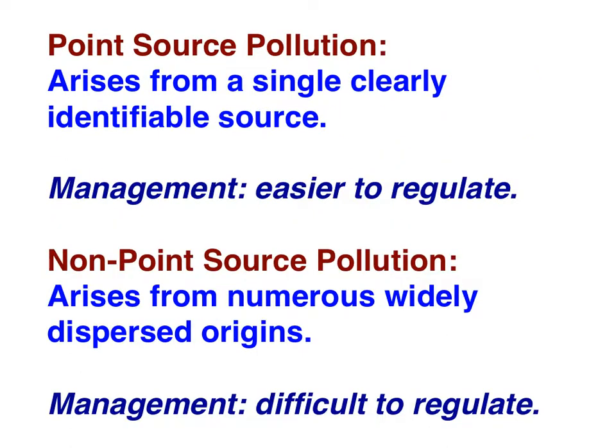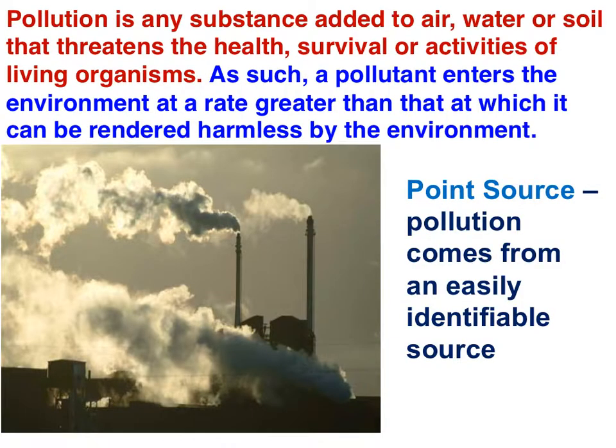Point source pollution arises from a single, clearly identifiable source. Its management is easier to regulate because it comes from a single, clearly identifiable source. I will show you examples in a moment. Non-point source pollution arises from numerous, widely dispersed origins. It is difficult to regulate because we don't know exactly the origin of the pollution. Again, examples coming up. Once again, here is the definition of pollution. You can read it on your own.